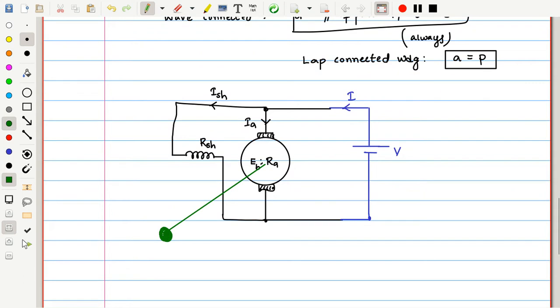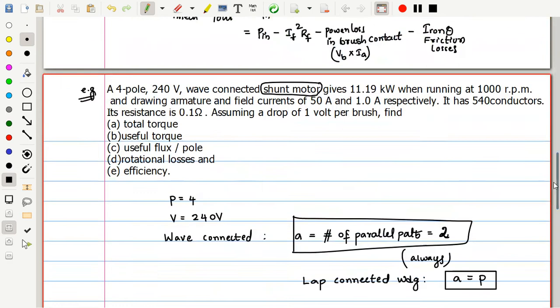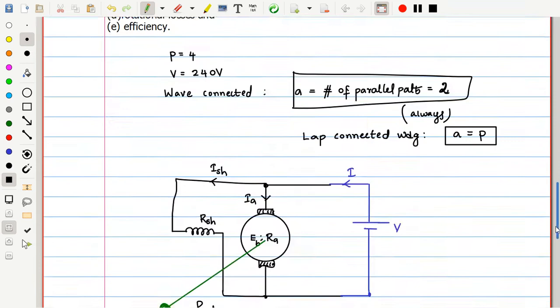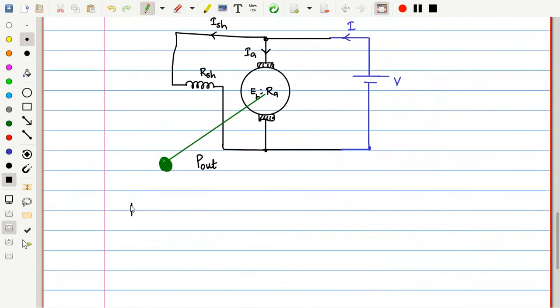So where we may use some mechanical device here, this shaft power is what? The P out. So output power is given. How much is that? 11.19 kilowatt. So let me write P out is equal to 11.19 kilowatt.